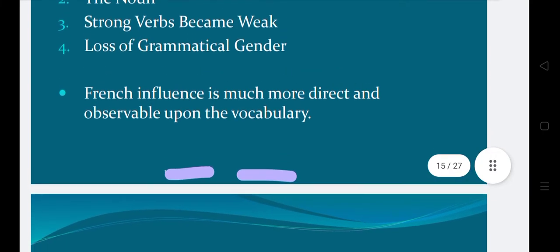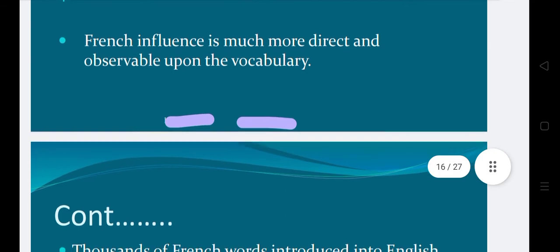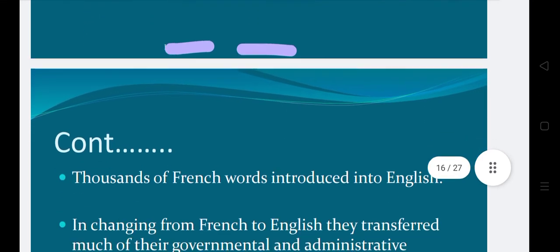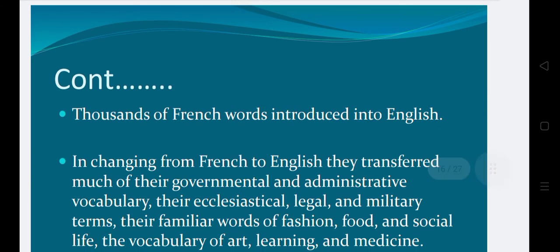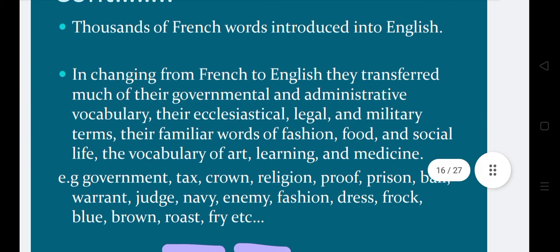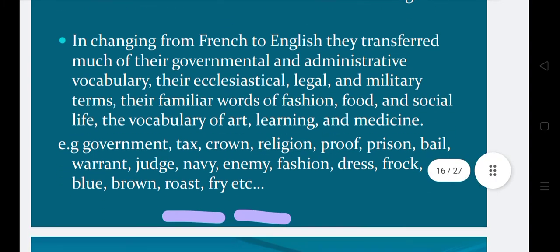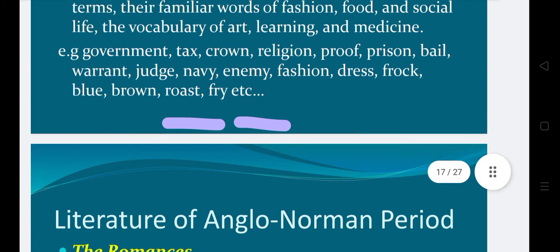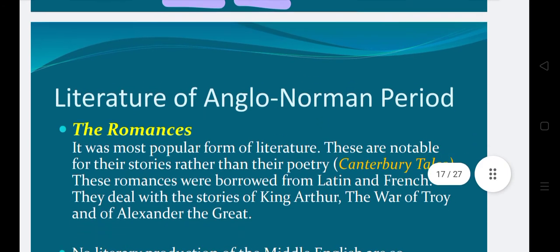French influence is much more direct and observable upon vocabulary, and thousands of French words were introduced to English. The French transformed much of the governmental and administrative vocabulary and imposed their own ways, fashions and way of living.